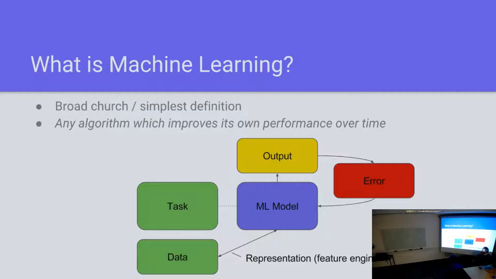So just a couple of details here. This is a dotted line between task and ML model, because it's not at all clear that any ML model is able to understand the task that you ask it to do, right? So does it build up an internal model of a task the way that we would as humans? I think the answer to that is no.